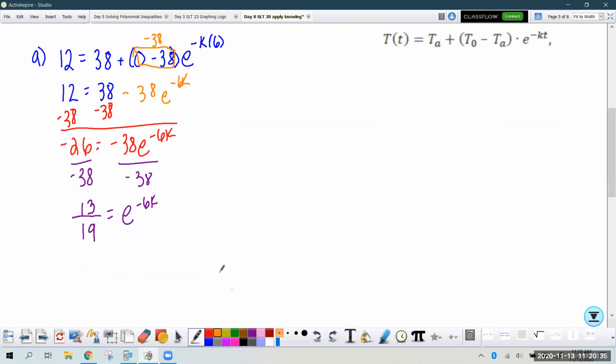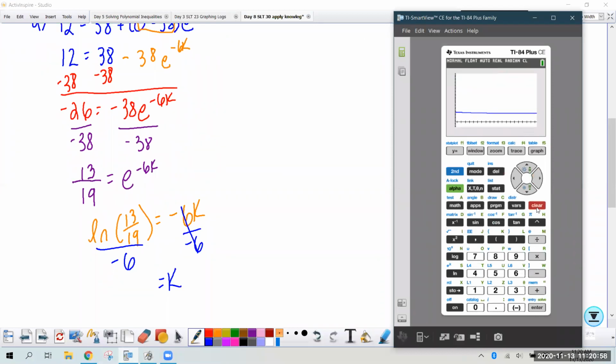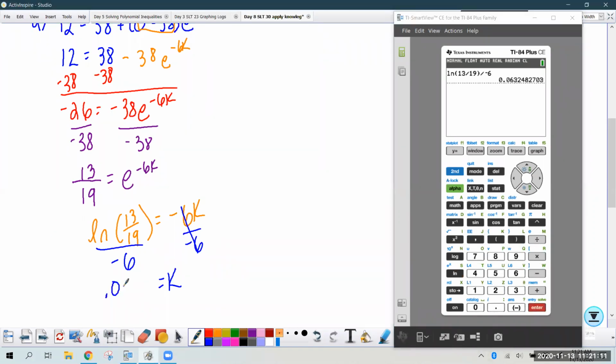Now I can change to an ln to keep solving. So ln of 13/19 is negative 6k. Divide by negative 6. So this is a calculator ready answer, but now I'm actually going to get my calculator and calculate that since we're going to write our equation. All right, so k is 0.063.